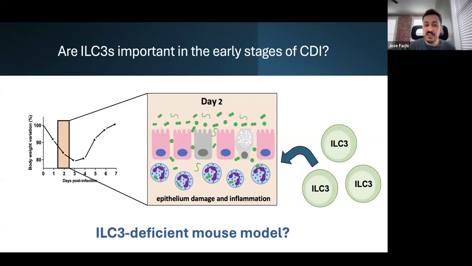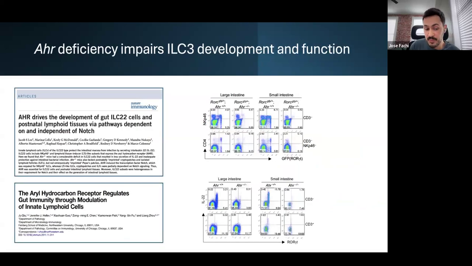So then we decided to investigate the literature. Our lab reported in 2019, if I'm not wrong, or a few years ago, with another group from Chicago as well, that AHR is a transcription factor very important for the development of ILC3s. And when you don't have AHR, you have a deficiency of ILC3s and also TH17. So you have a deficiency of lymphocytes that express ROR gamma t.